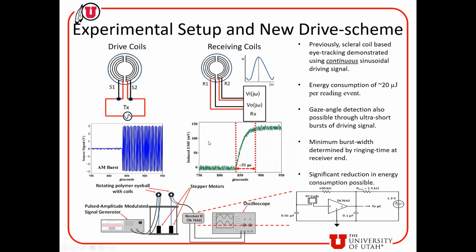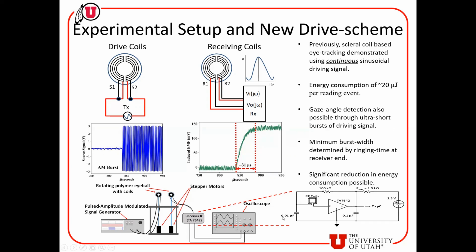In our current approach, we have established that the gauge angle detection is also possible through an ultra-short burst of driving signal. The minimum burst width of such a driving signal is determined by the ringing time of the receiver. The ringing time of the coil depends on the quality factor of the coil. A significant reduction of energy consumption is possible.